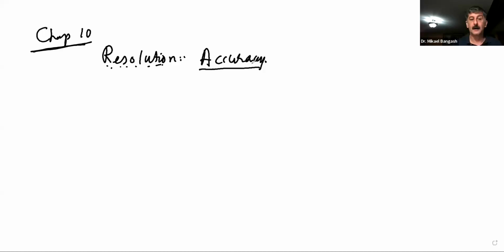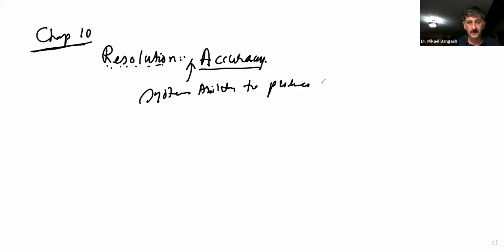And what is resolution? We can mainly say it just means accuracy. Clear? Or we can say it is the system's ability to produce images with accuracy, or accurate images. That will be referred to as resolution.